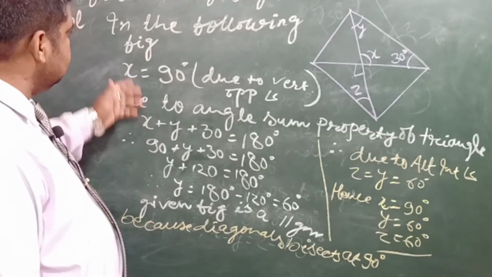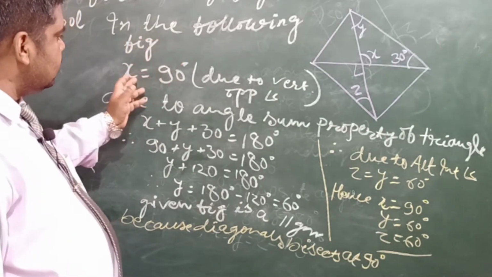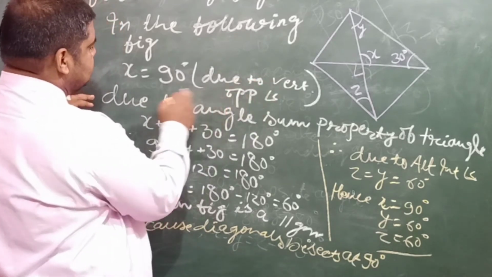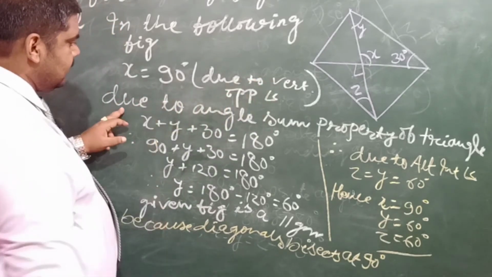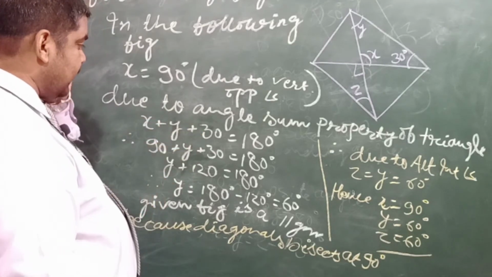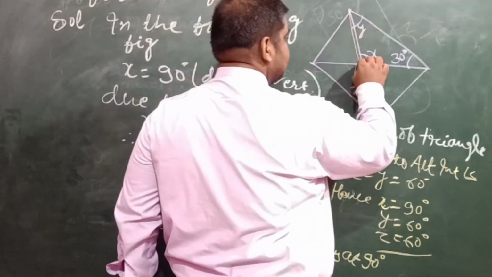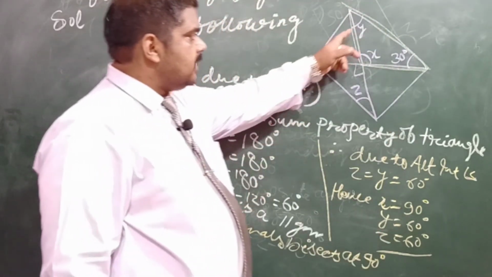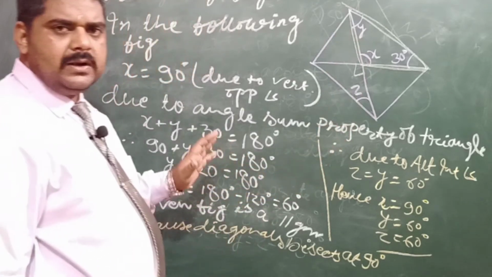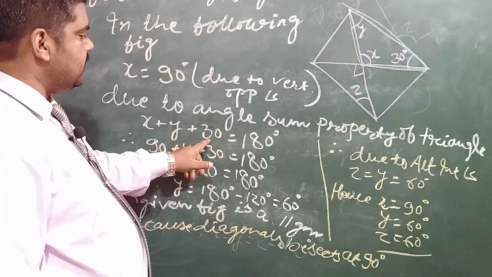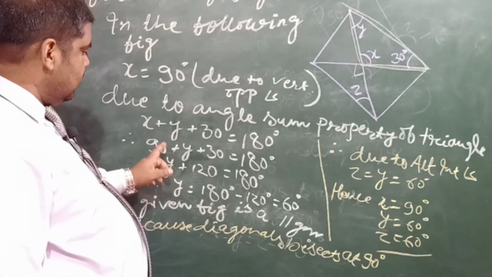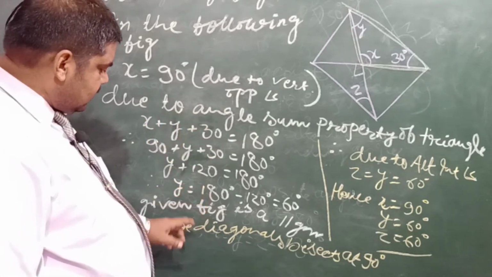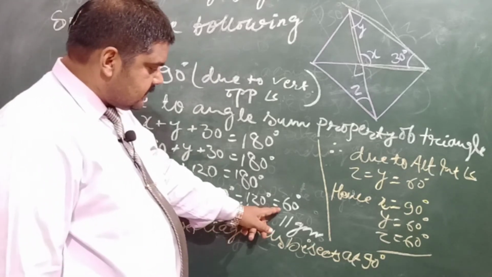My dear student, you can see that in the following figure x is equal to 90 degrees. I have just mentioned that due to vertically opposite angles x is equal to 90 degrees, and due to the angle sum property of a triangle, because you know that this is a triangle, you can apply the angle sum property, and the sum of all three angles is equal to 180 degrees. So x plus y plus 30 is equal to 180 degrees, and the value of x is 90 degrees, and this is why you do the calculation and you get y is equal to 60 degrees.